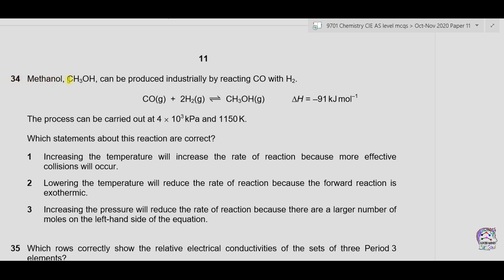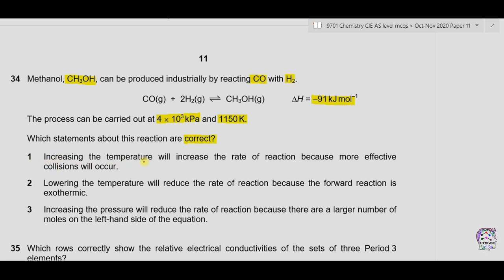Question 34. Methanol can be produced industrially by reacting carbon monoxide with hydrogen. This is the equation. Enthalpy change is negative. The process can be carried out at 4 exponential 3 kilopascals and 1150 Kelvin temperature. Which statement about this reaction are correct?